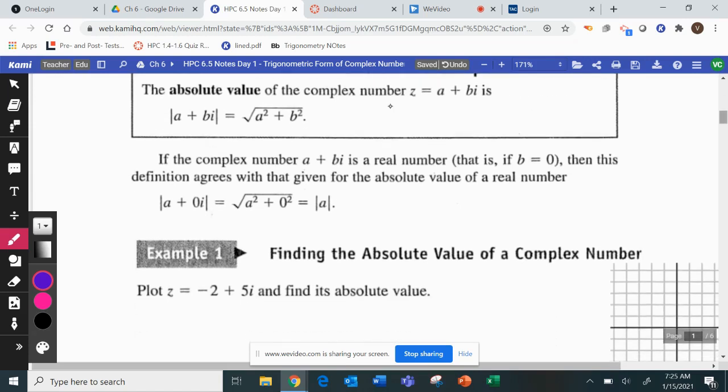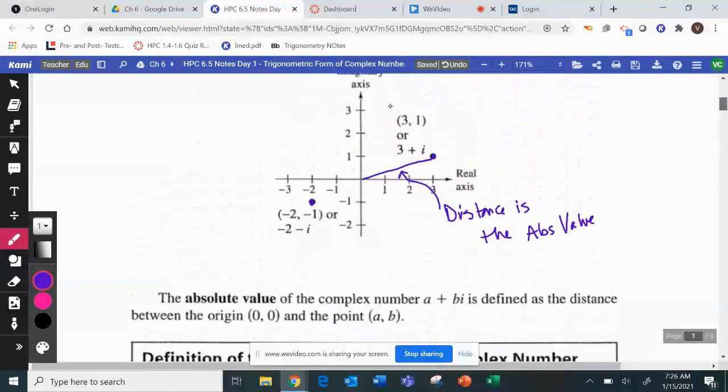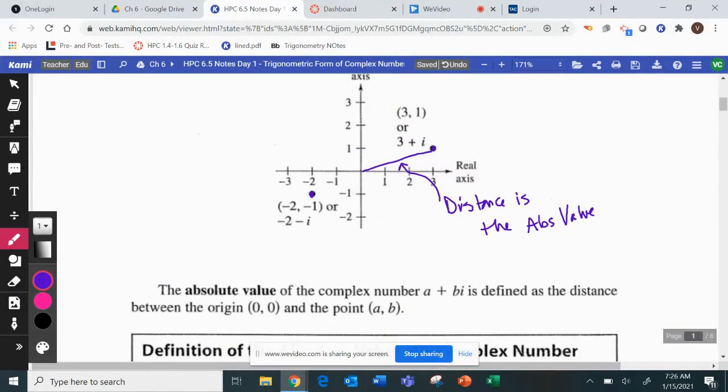And then if the complex number is a real number, meaning that we don't have the bi at all, the definition would be the exact same for the absolute value. If it was a real number, I'm going to go back up to the real number line here. The absolute value of -2 would just be 2 on the real number line.